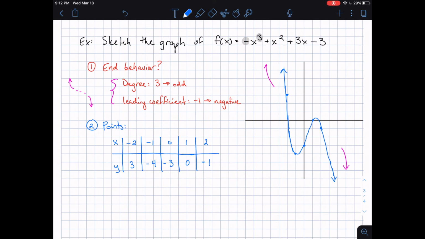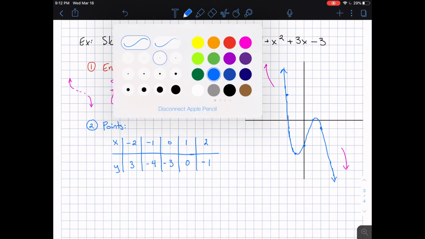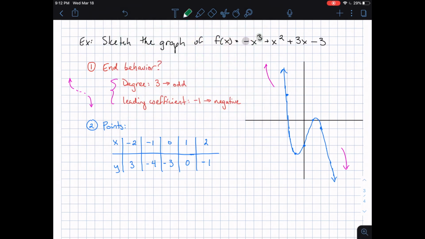So there's my graph. It's just a sketch. One of the key things is this word right here, sketch. It doesn't need to be perfect yet. We'll talk about ways to make it better later. But for now, it's just a sketch.